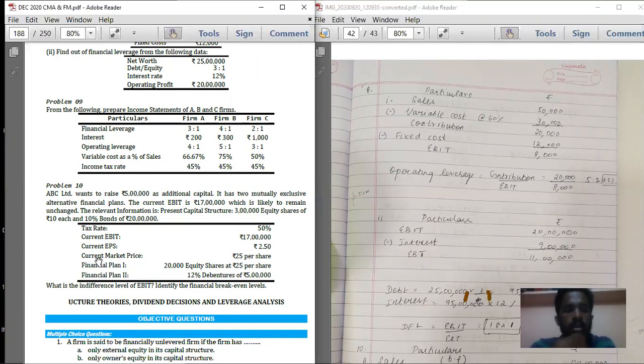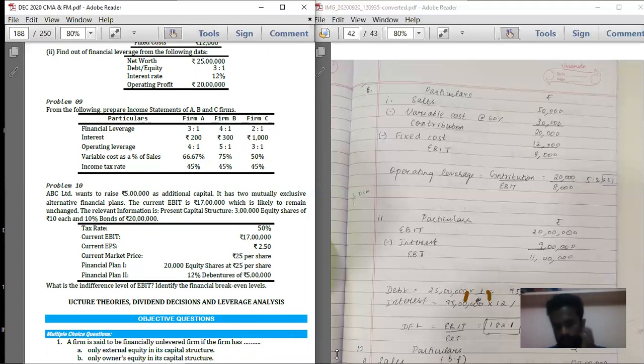Financial plan 1, issuing 20,000 equity shares at 25 per share, or financial plan 2, 12% debentures of 5 lakh. So these are the two financial plans. They are asking us what is the indifference level of EBIT and to identify the financial break-even levels, at which level both financial plans are acceptable. So now we should calculate what is the indifference level.